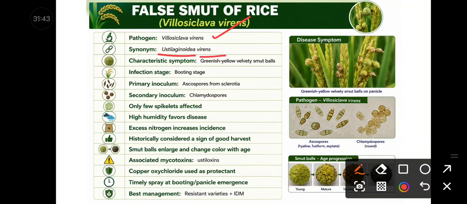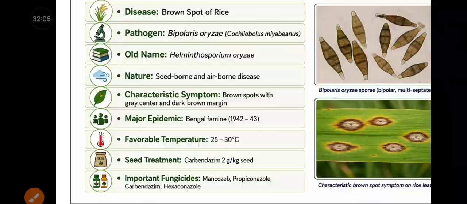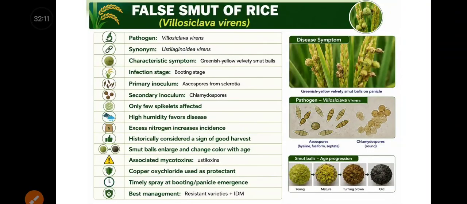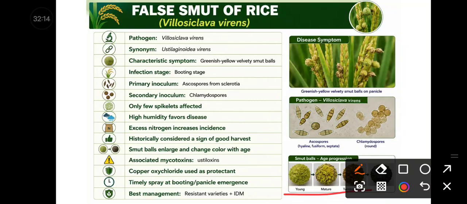Then characteristic symptom. See what happened. The individual grain, this rice grain actually converted to greenish yellow velvety smut balls. Initially it is yellowish orange or greenish yellow in color. Later it turned to black color. Okay, here I have given how this smut ball progresses. Initially they are greenish, then a little bit yellow, orange type, finally it becomes black.